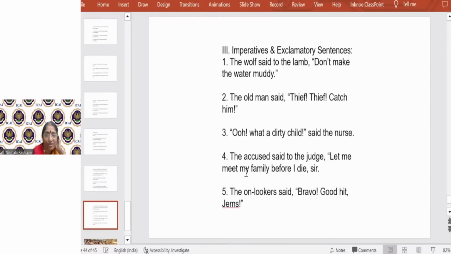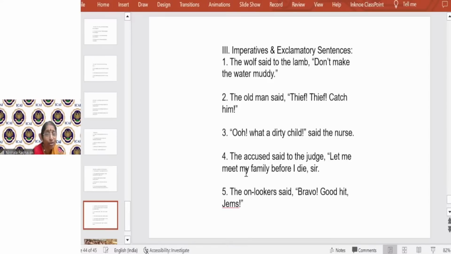The accused said to the judge, let me meet my family before I die, sir. So you have to count the number of words you need to change. Accused said to the judge, let me meet, to let him meet. My family will become his family. Before I die, before he died. So the accused requested the judge to let him meet his family before he died. I repeat, the accused requested the judge to let him meet his family before he died.